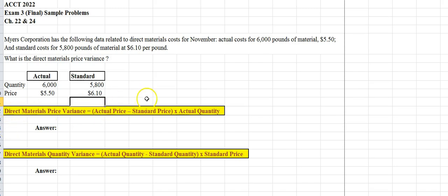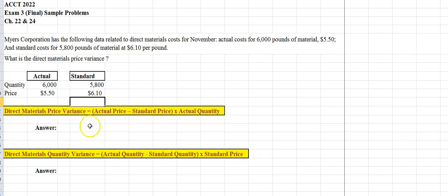Now all you have to do is apply the formulas. And unfortunately, I'm sorry, but I can't give you any other advice except to memorize the formula. One of the things that might confuse you about these formulas is where to put the actual versus the standard. For example, in this case, we have actual quantity here, but down here, we have standard price. So the only advice I could give you is simply memorize the formulas, okay? So direct materials, and these are in the PowerPoint slides. They're also in the review.